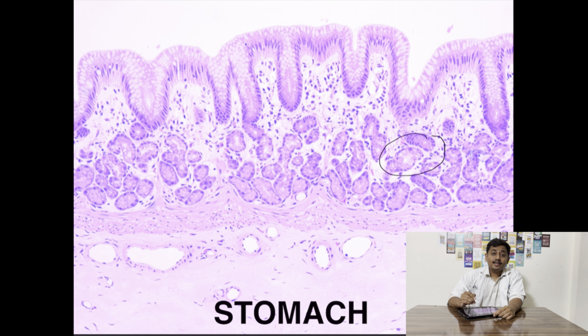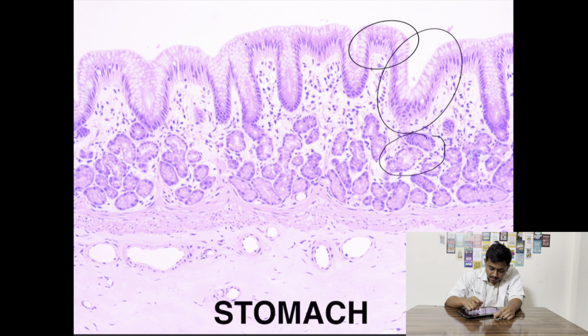The second slide is of the stomach, and the stomach is lined by simple columnar epithelium all around. These are the mucus secreting cells that help in maintaining the integrity of the stomach when acid is secreted. Second thing you can note is the gastric pit. These are deeper in the pylorus than in the fundus.